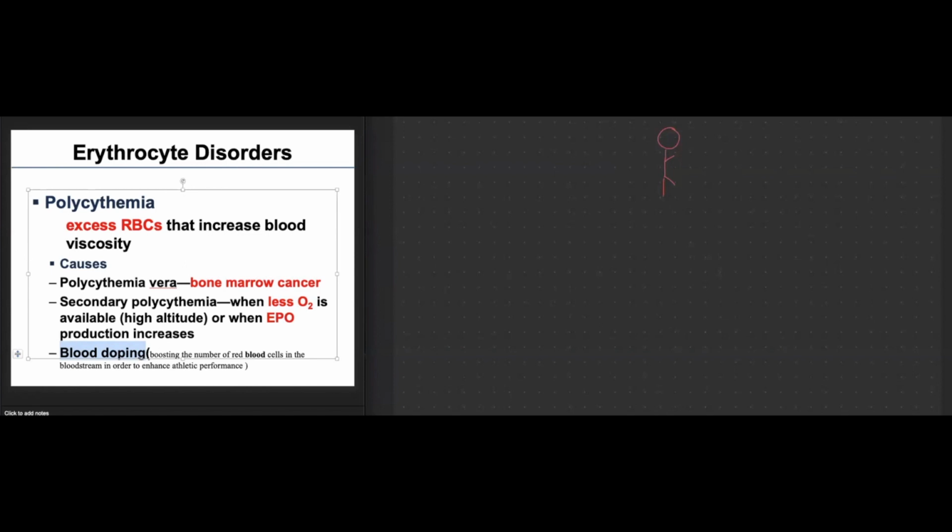Any questions concerning the red blood cell disorders here? Any questions? Please feel free to write down any question on here if you do have any.